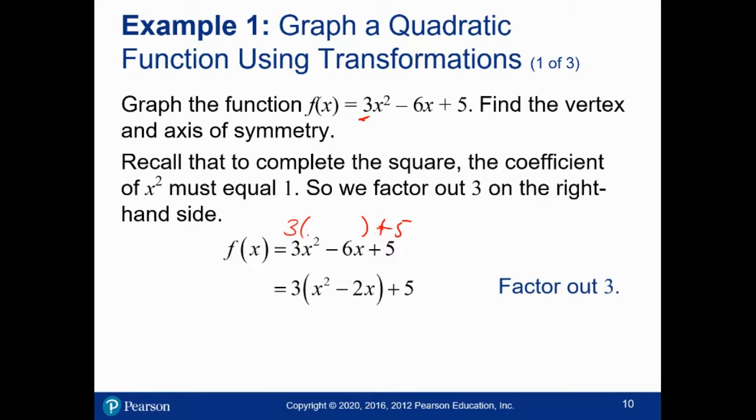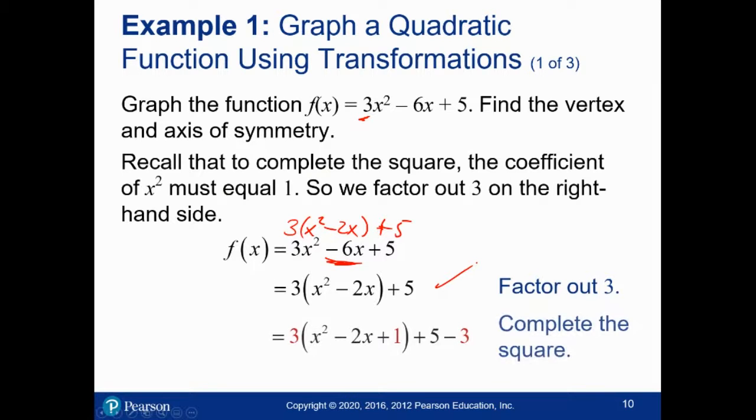We factored the 3 out specifically so that I would just have an x squared, but then what happens here? If I divide out that 3, I factor out that 3, what's left behind is negative 2x. So that's this line right here. Now we can complete the square.